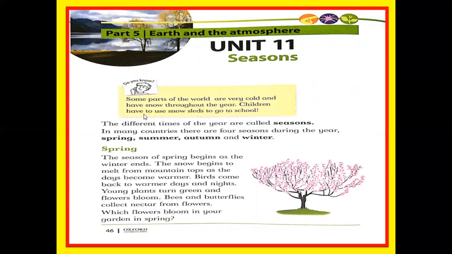Listen to me carefully. Some parts of the world are very cold and have snow throughout the year. Children have to use snow sleds to go to school. The different times of the year are called seasons. In many countries, there are four seasons during the year: spring, summer, autumn, and winter.